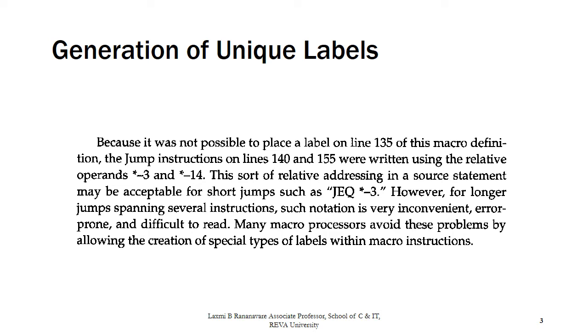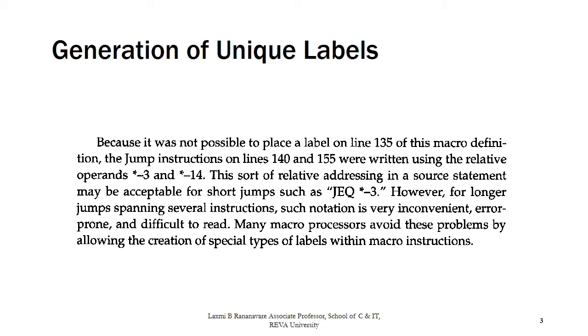Similarly, we were having another jump instruction, jump less than, wherein the relative operand was star minus 14. That means we are going to jump 14 bytes back. At that time we are going to repeat in the loop. So that's what we had seen in the example. This example is a small example wherein we can compute that go 3 bytes back, or go 14 bytes back, or jump forward 20 bytes.